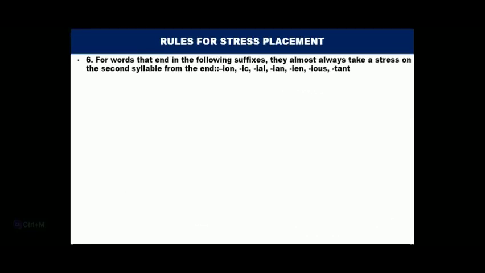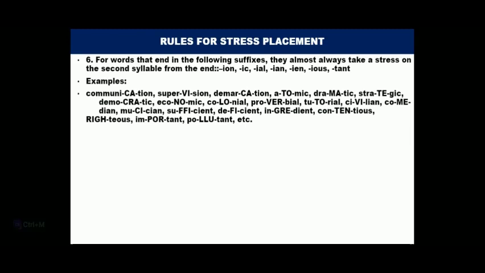Rule number 6. For words that end in the following suffixes, they almost always take a stress on the second syllable from the end. For example, suffixes like ion, ic, ial, ian, ien, ious, and tant, or ant. For example, communication, supervision, demarcation, atomic, dramatic. Take note of where stress is placed. Strategic, democratic, economic, colonial, proverbial, tutorial, civilian, comedian, musician, sufficient, deficient, ingredient, contentious, righteous, important, pollutant, etc.